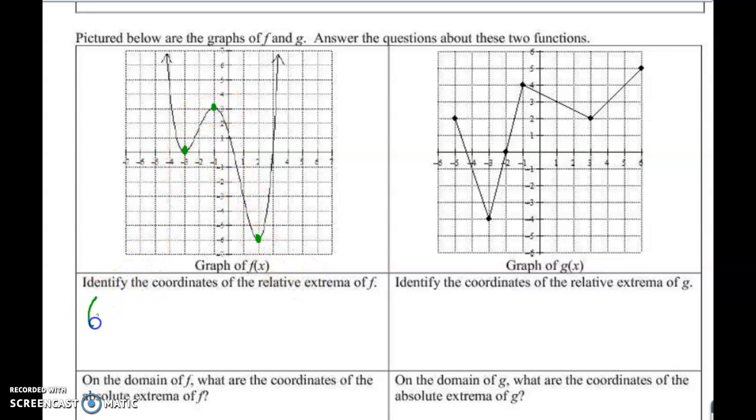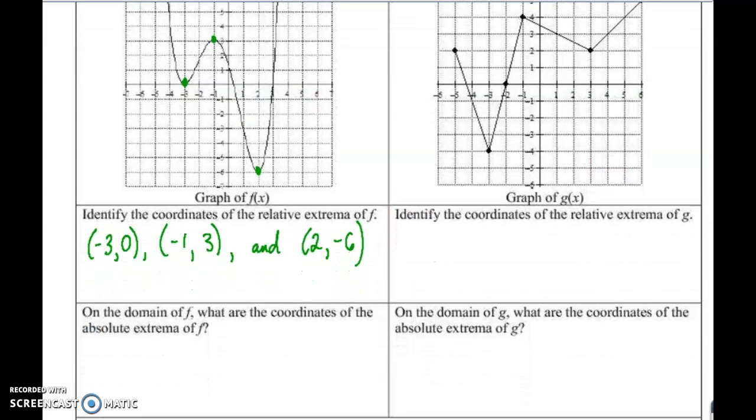I'm just going to assume that the points are perfect. We're looking at (-3, 0), (-1, 3), and (2, -6). Just so I'm clear with my notation, whenever I ask for the extreme values, I'm talking about the y values, and the x will be the locations where they occur.